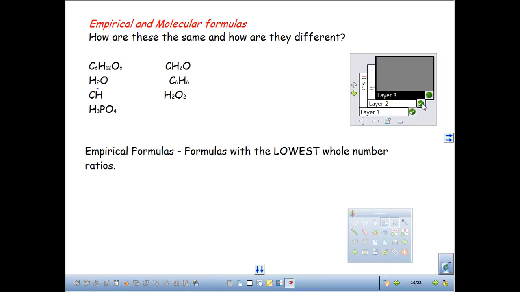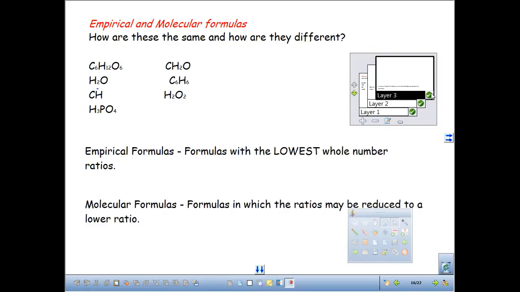The way that we tell them apart is that if you have an empirical formula, these are formulas with the lowest whole number ratios. Whereas if you have a molecular formula, these tend to be formulas in which the ratios may be reduced to a lower ratio. So as an example, if I were to try to find the molecular formulas, H2O2 could be reduced from 2 to 2 to 1 to 1. That would be a molecular formula. C6H6, same thing. This could be reduced down to 1 to 1. This would be molecular.